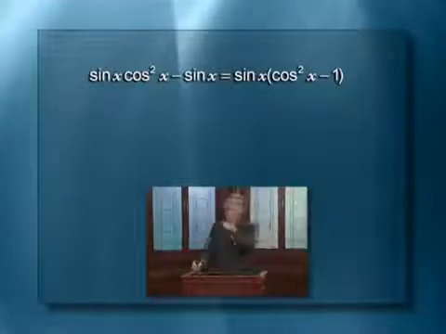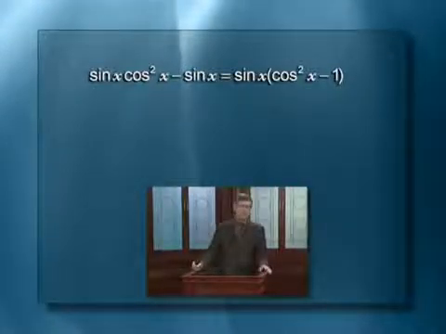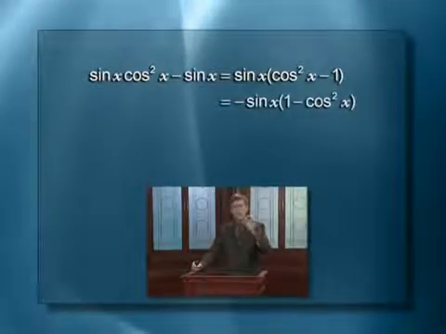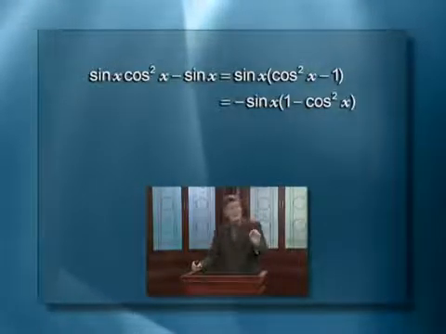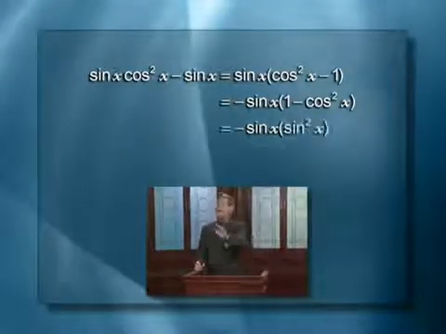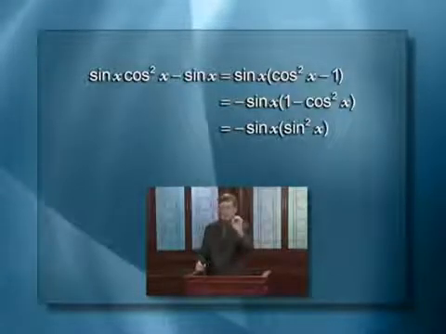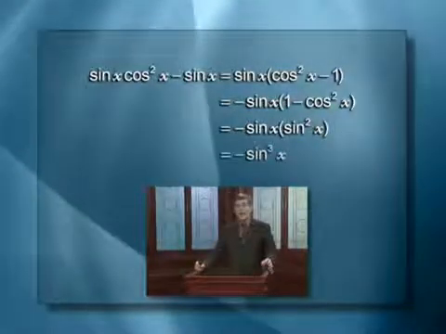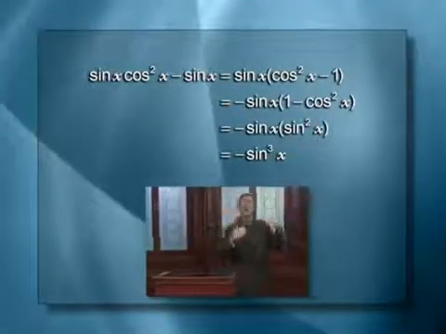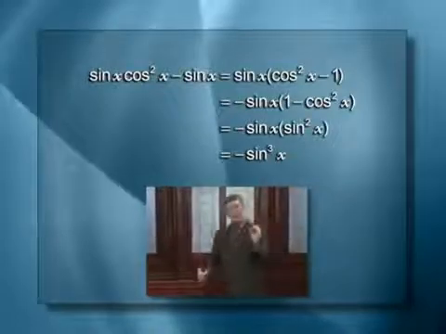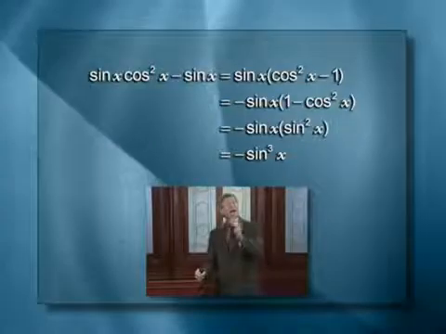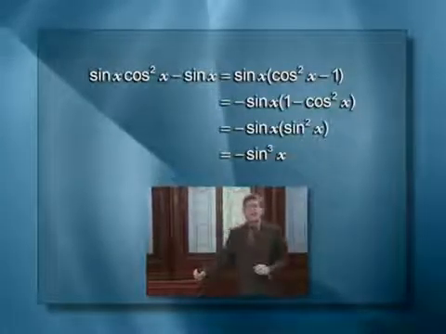Well, I don't quite have 1 minus cosine squared. I've got the flip. So I'm going to factor a minus sign out. So my next expression is minus sine x times the quantity 1 minus cosine squared. And 1 minus cosine squared, bingo, is precisely sine squared, and we're left with minus sine cubed. So we have a trigonometric identity here. Sine x times cosine squared x minus sine x equals minus sine cubed x for all values of x.